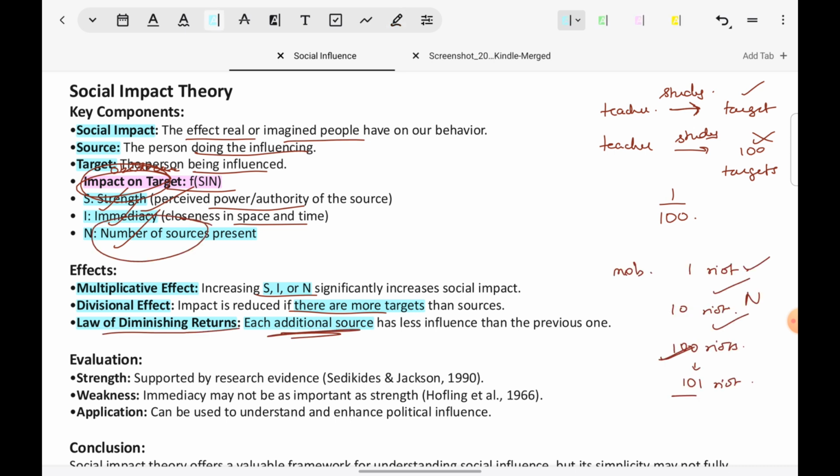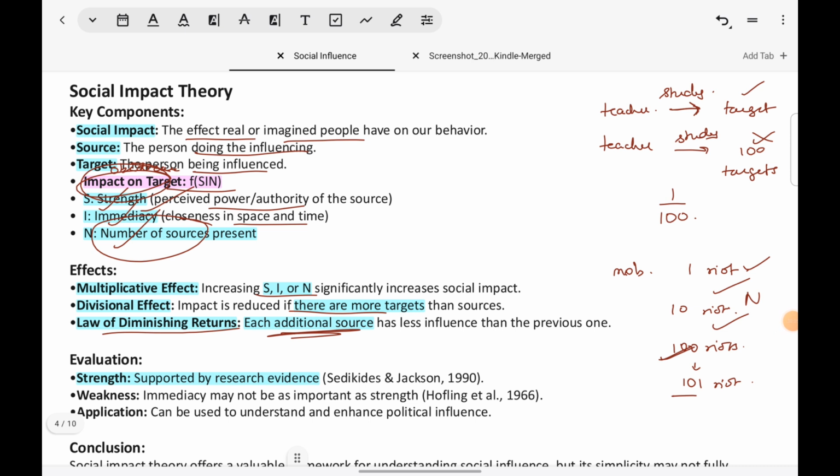Now let us evaluate the social impact theory. Overall, what the theory is telling us is that social impact is a complex process and we need to consider many aspects of the source as well as the target to understand it fully. In terms of evaluation, one strength is that it is supported by research evidence.